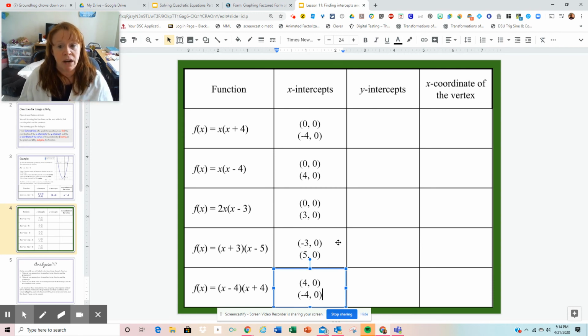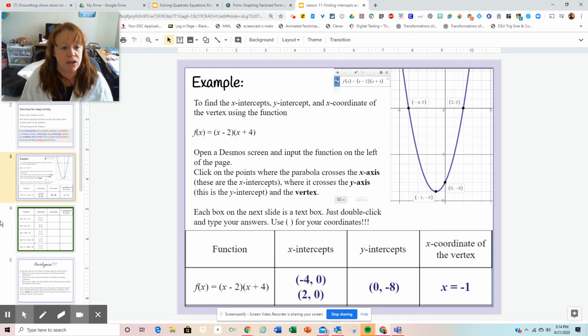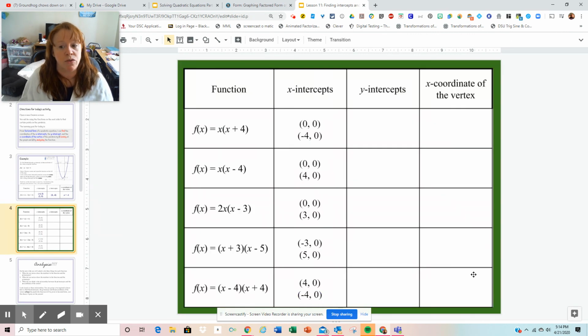So I'm going to stop here. I'm going to do another short screencast and label it for the y-intercept, and then I'm going to do another one to talk about how to find the x-coordinate of your vertex.